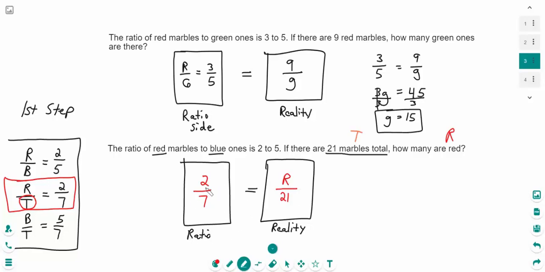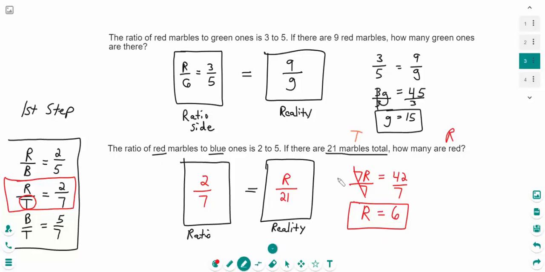Okay? Now we are at that point where we just need to solve the proportion. And to do that, we cross cancel. So we take the 7 and multiply it by the r, we get 7r. And then we can take the 2 times the 21 and get 42. Then we can divide by 7 on both sides, and we end up with r is equal to 6. So the number of red is 6, given the total 21.